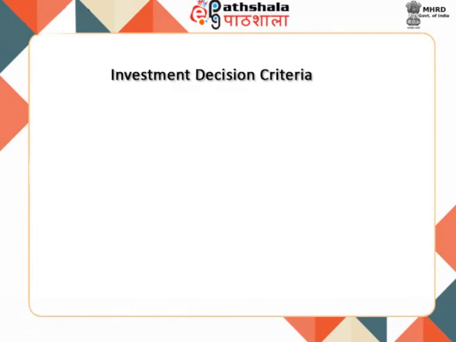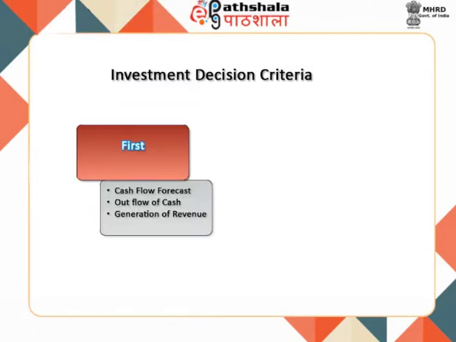The process of taking an investment decision is a three-step process. Firstly, the cash flows associated with any project are forecasted. It involves a series of cash flows over a period of time. Initially, when an investment is made, an outflow of cash takes place, and then it is followed by the generation of revenue from the project's activities.